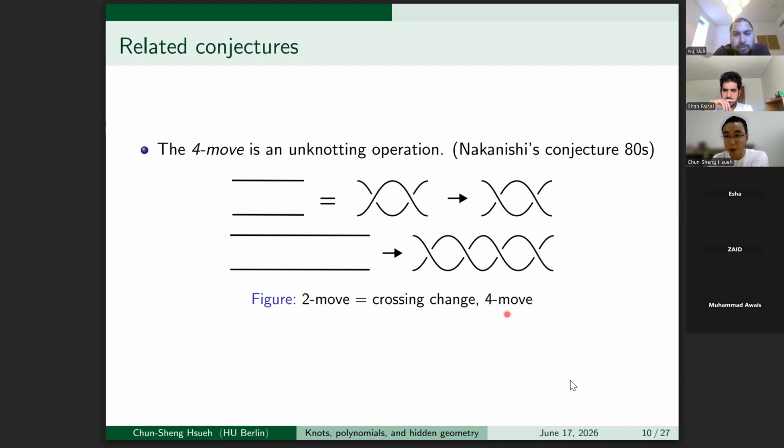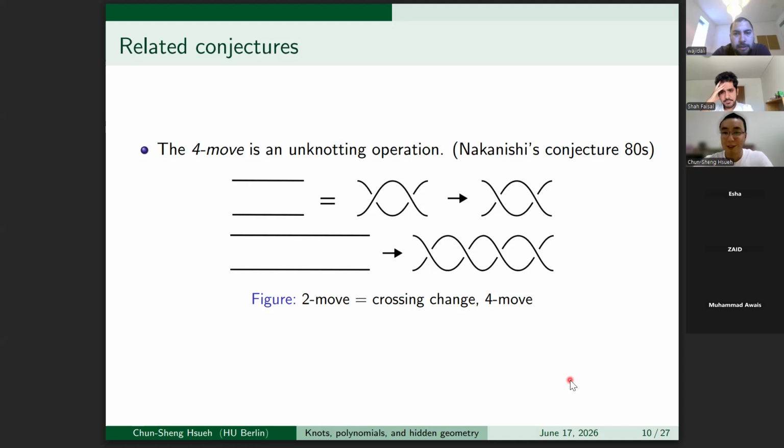What is still open is whether the four move is an unknotting operation. So we do not know if for every knot, by doing finitely many four moves, you will be able to reach the unknot. So this is still open. There are some families of knots where this is true, where this is an unknotting operation, but in general, we don't know. And there's perhaps not strong evidence why this should be true, but somehow this is the middle case where for the four move, we still don't know.